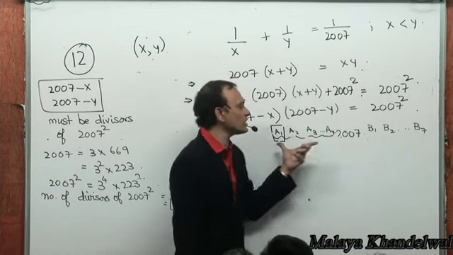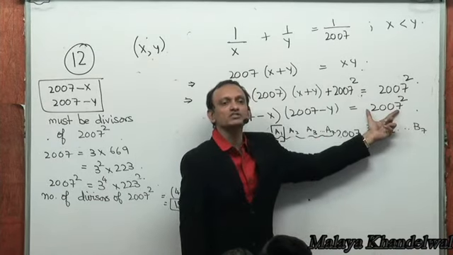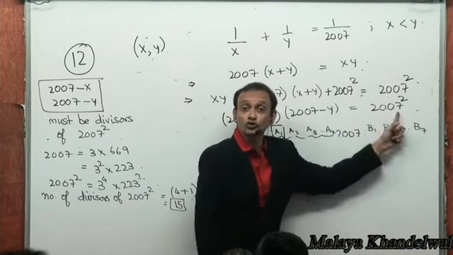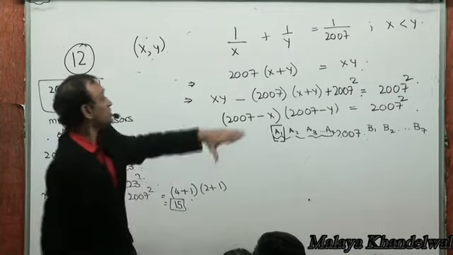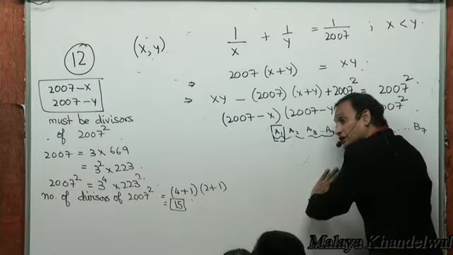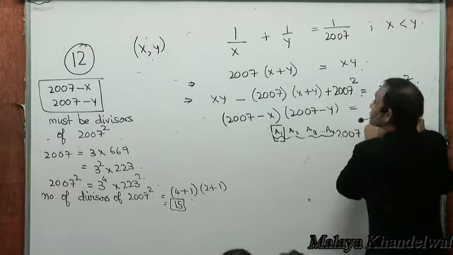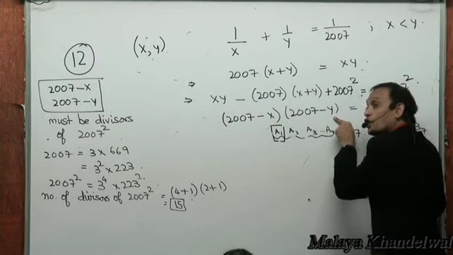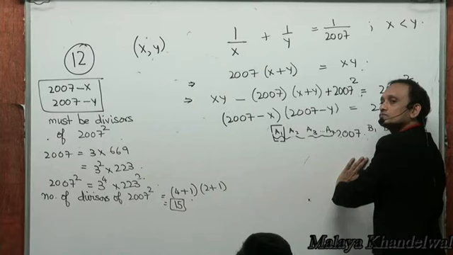I could have done that. So there are only 7 ways in which I could have expressed 2007 squared as a product of two unequal factors. These are unequal: 2007 − x and 2007 − y are unequal factors. So there are only 7 ways in which this could be expressed as a product of two unequal factors. 7 ways. Yes or no?